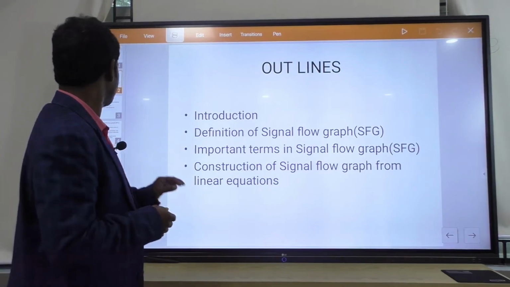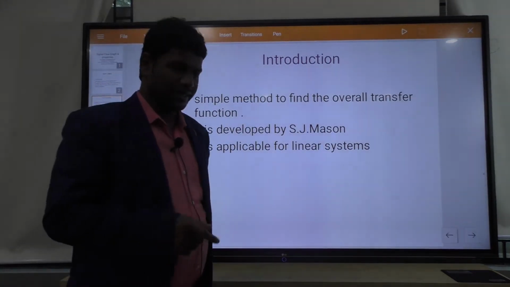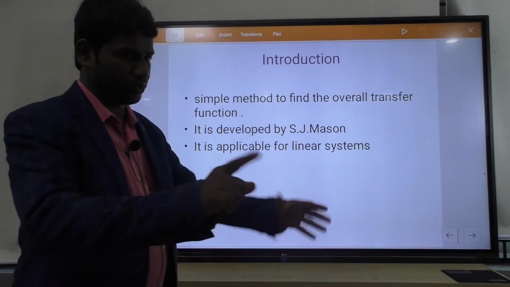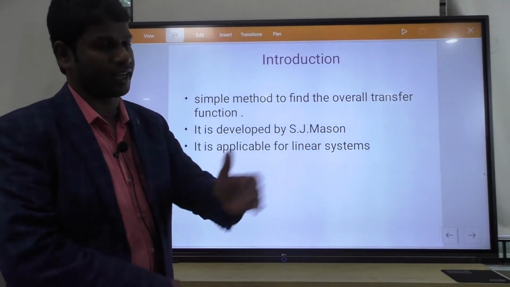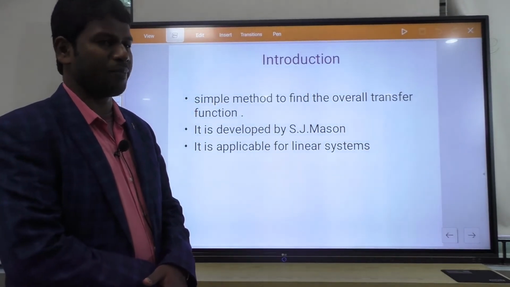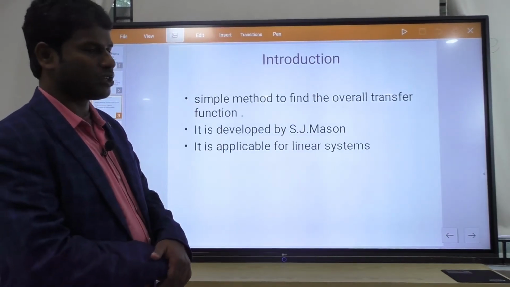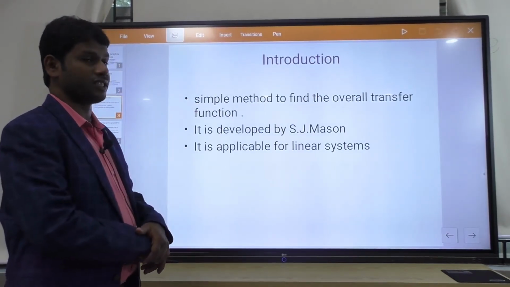So first, the introduction. I have told you already, it is a simple method. In comparison to the block diagram method, where finding the transfer function is complex, complicated and lengthy, the signal flow graph is an easy method to find the overall transfer function of a system.